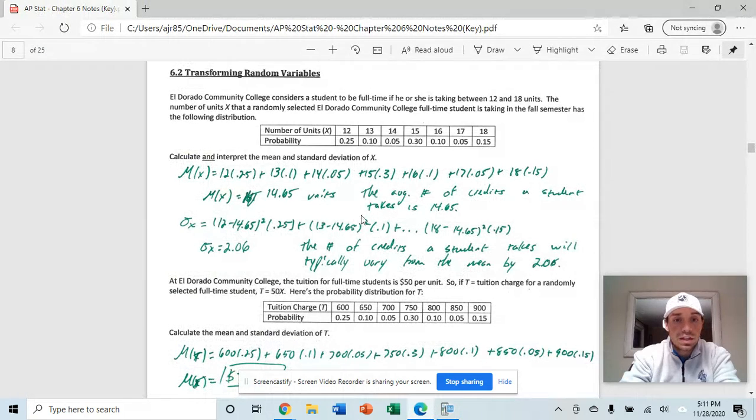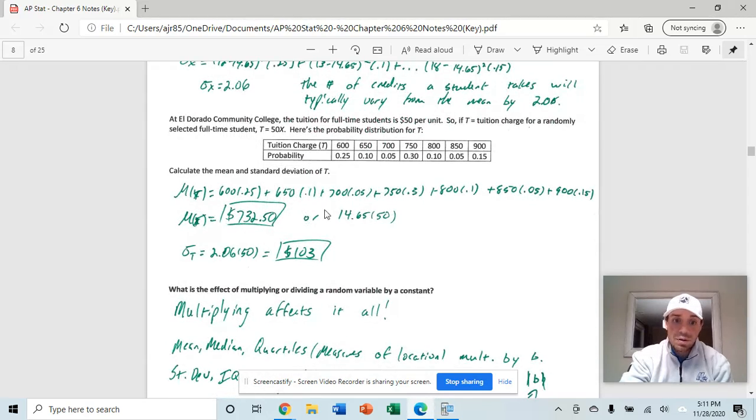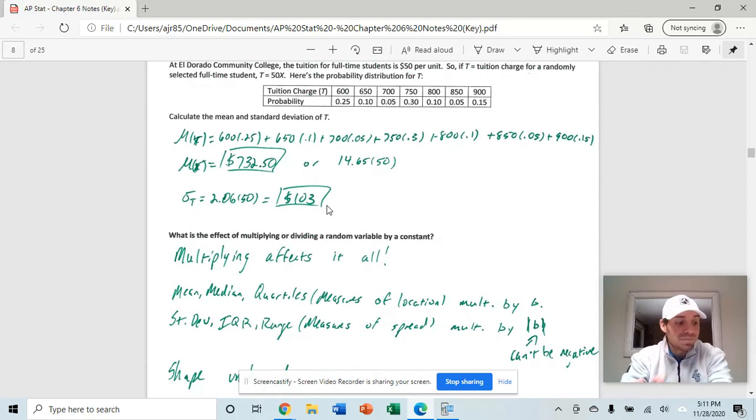Now, it is important that you show the work, as I've shown here, when you're getting these values, okay? Especially for the mean or the expected value. For the standard deviation, not as important, but I still would show the first few terms using the formula that is on the formula sheet. Now, what this whole section is about is, okay, now we're going to be transforming our random variables.